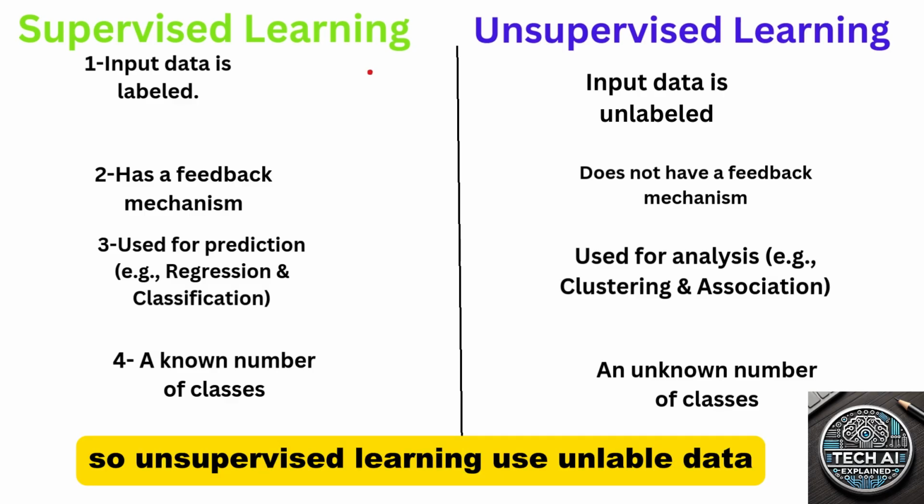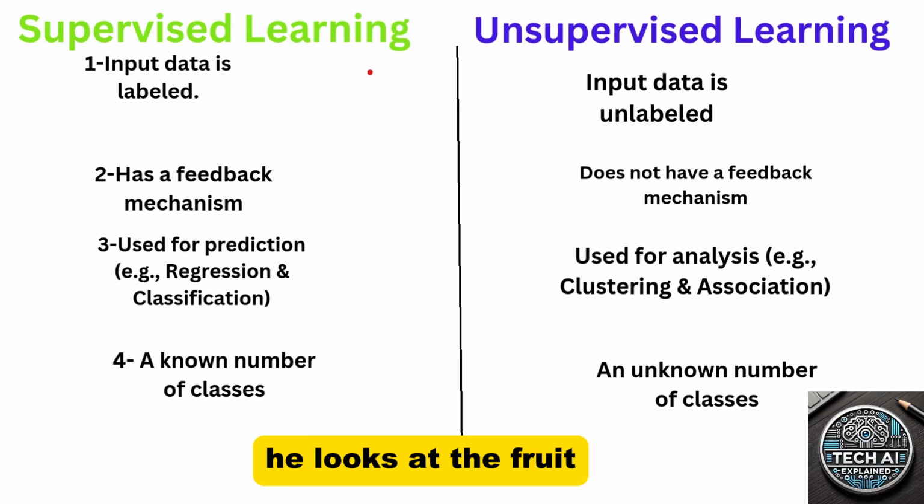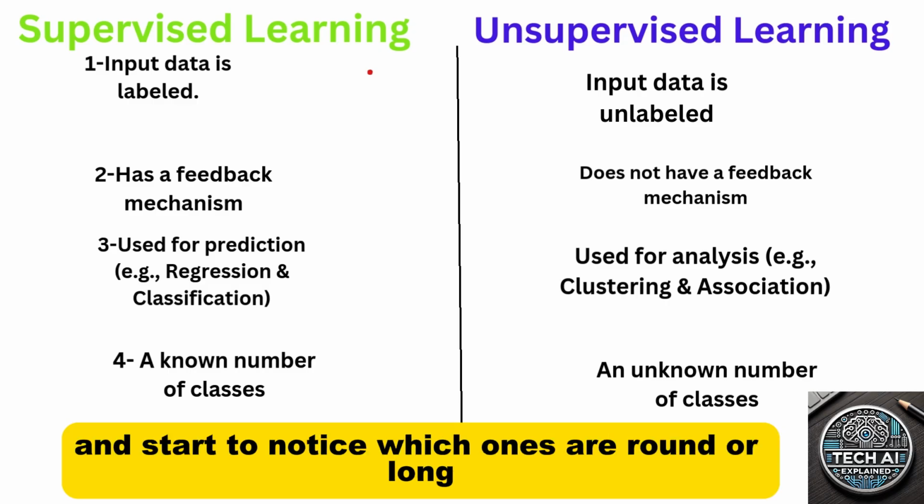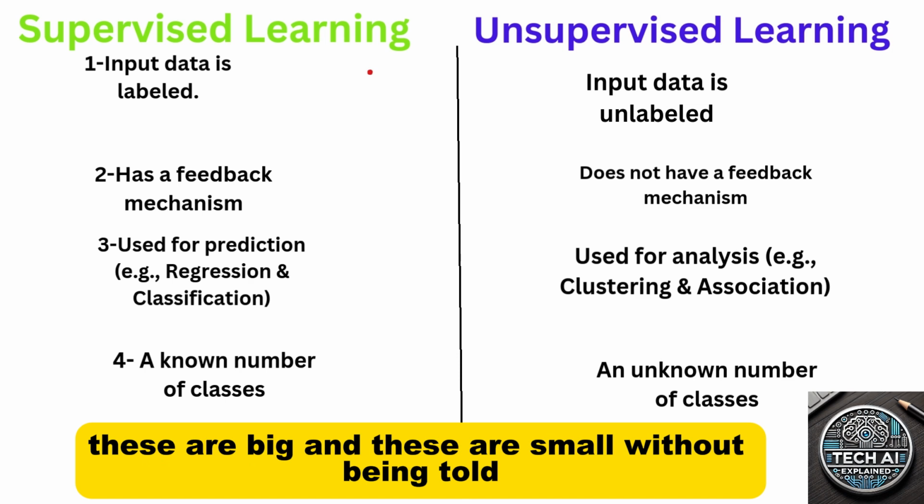So unsupervised learning uses unlabeled data. You don't give Jack any names. He looks at the fruits and starts to notice which ones are round or long. For example, Jack looks at fruits and says, these are big and these are small without being told.